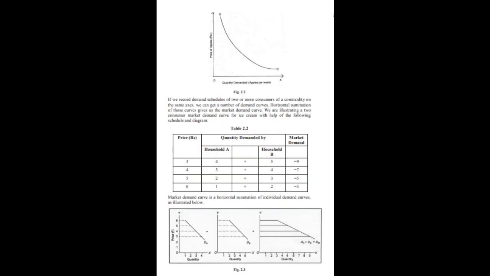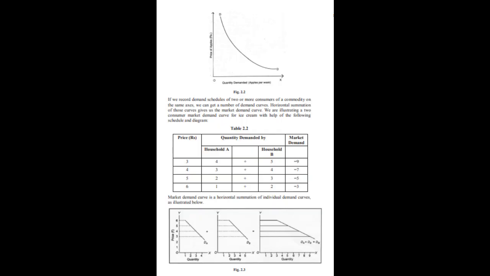The first combination of Table 2.1 is shown by point A, where at 100 rupees per kilogram 15 units of apples are demanded. Similarly, points B, C, D represent combinations of 200 rupees price, 12 quantity demanded; 300 rupees price, 8 quantity demanded; and 400 rupees price, 3 quantity demanded, respectively. The joining together of points A, B, C, and D gives us the demand curve, DD.